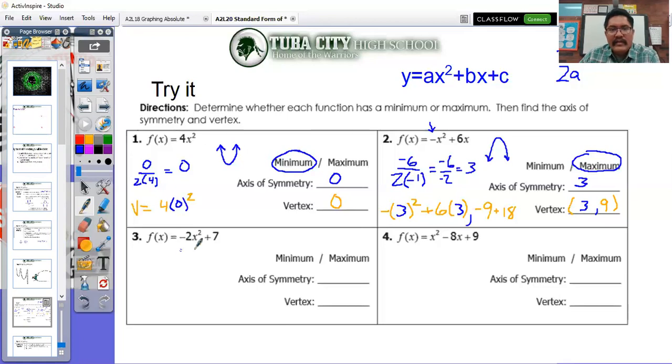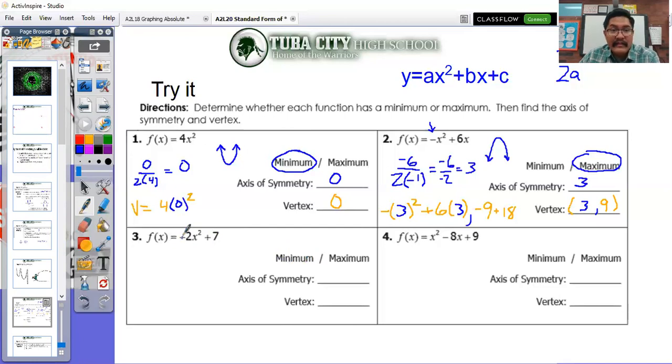Let's go ahead and move on to this one here. So we also have a minimum in this case. Now, if you're completely lost, you could probably also use the graphing tool that we used earlier to find this out. But again, using what we know, let's go ahead and use the information.